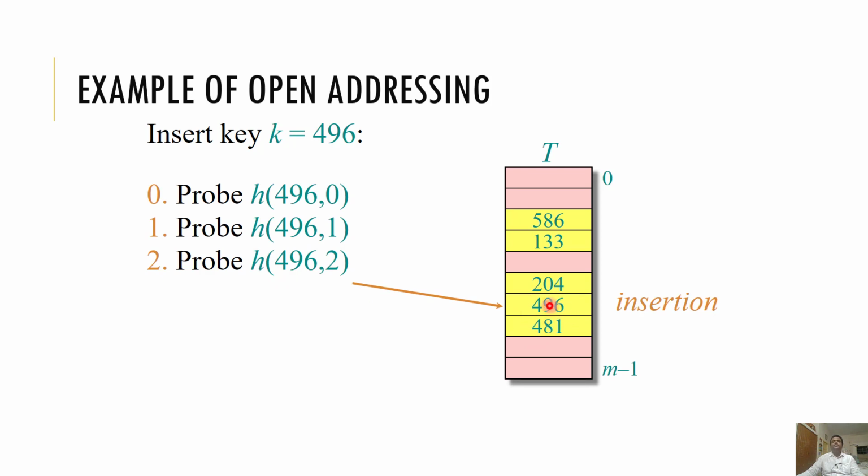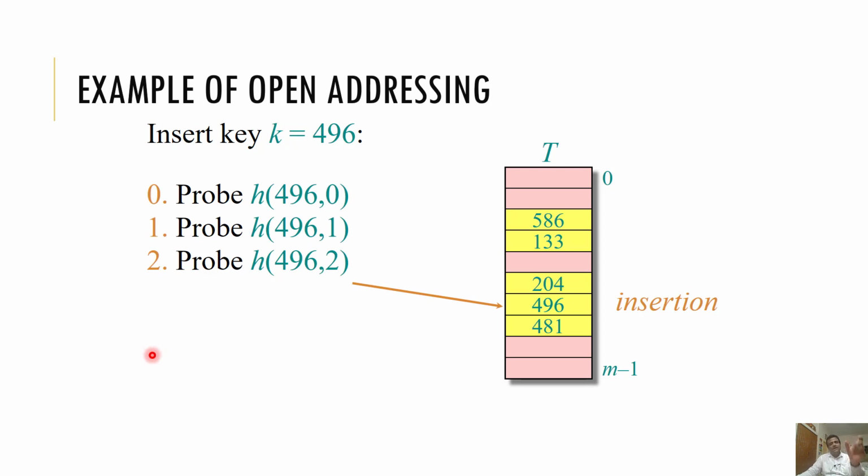Now we got an empty slot and we will insert that record into that slot. This is the key value of the record we inserted in this empty slot. So we have to follow this probe sequence. When we search for the key, the same probe sequence will give us the key, but we don't store the probe sequence. It is not possible to store the probe sequence.